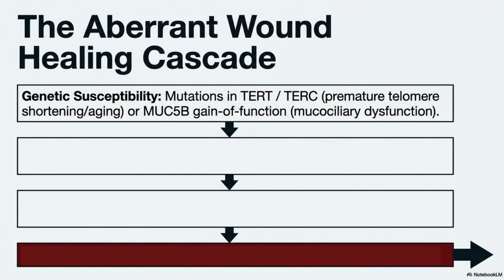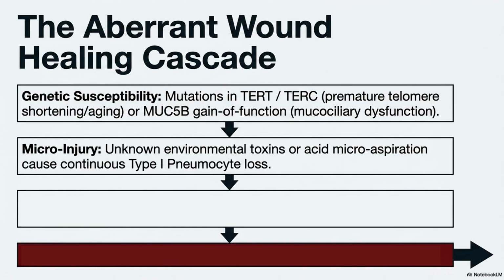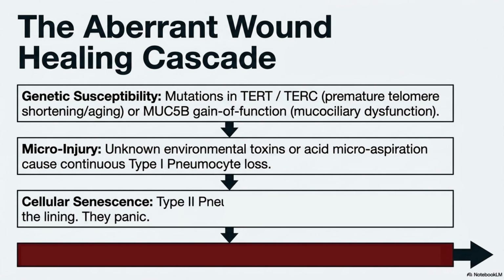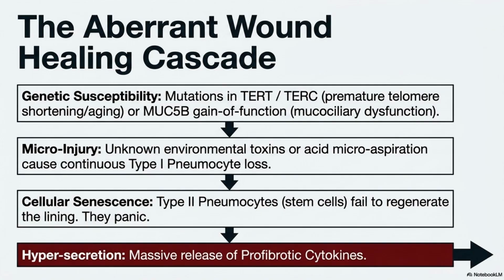Let's walk through this aberrant wound healing cascade. It starts with genetic susceptibility, specifically mutations in TERT or TERC causing premature telomere shortening and aging, or a MUC5B gain of function mutation causing mucociliary dysfunction. Next comes microinjury. Unknown environmental toxins or acid microaspiration cause continuous type 1 pneumocyte loss. This leads to cellular senescence. The type 2 pneumocytes, which act as stem cells, fail to regenerate the lining. They panic, and this panic results in hypersecretion, which is a massive release of pro-fibrotic cytokines.